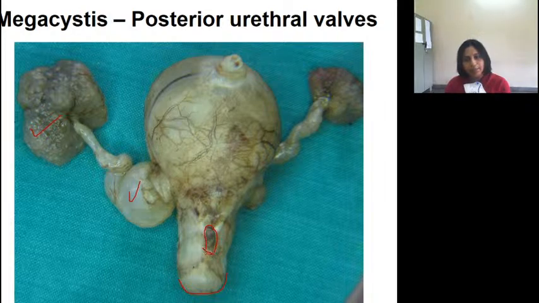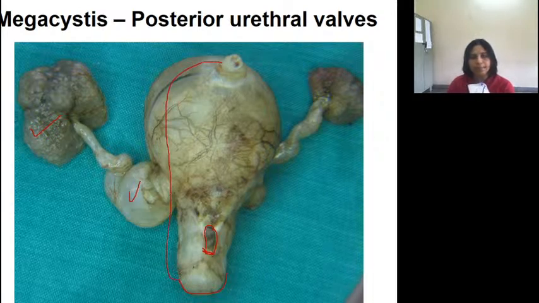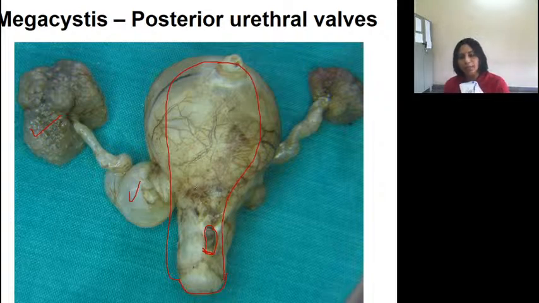Here it is completely obstructed. The posterior urethral valve totally obliterated the outlet, and the urethra, the bladder, everything is distended. Ultrasonographically, you see this as a keyhole bladder. If you see the keyhole, it will be like this, right? That is the keyhole bladder. So this is a typical picture for the posterior urethral valves.